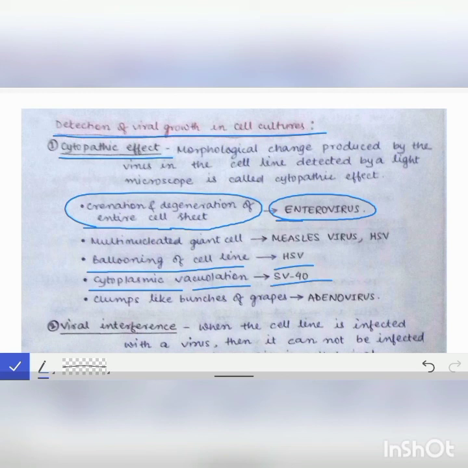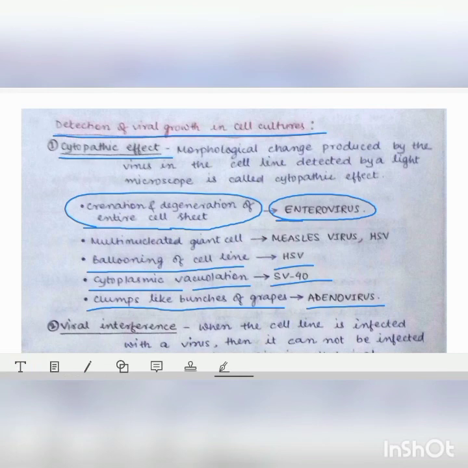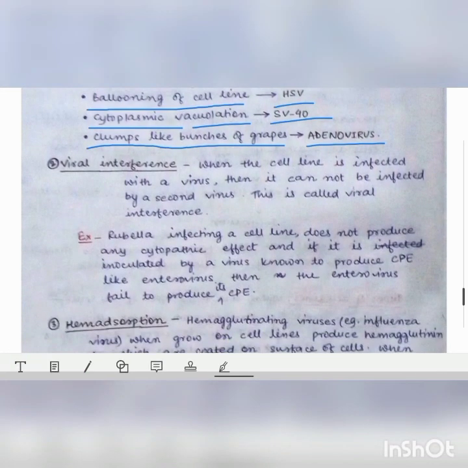I think that is the name. SV40 is the short form. Then clumps like bunches of grapes are seen in the case of the adenovirus.